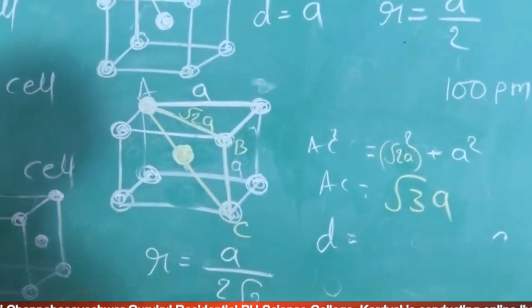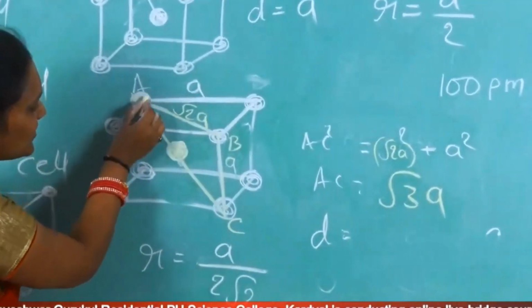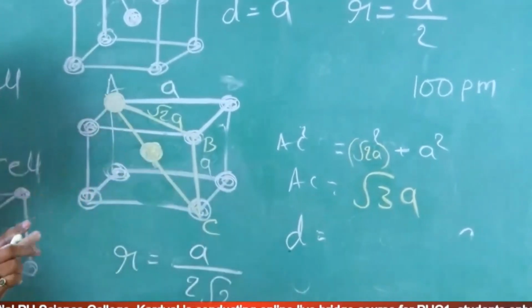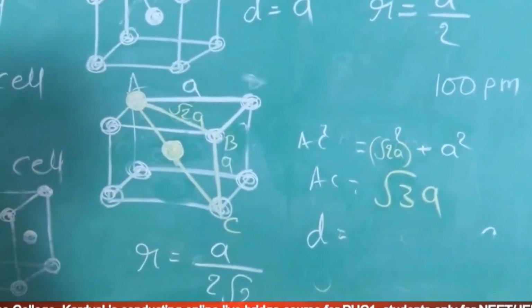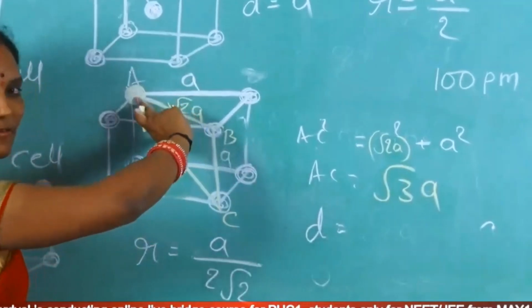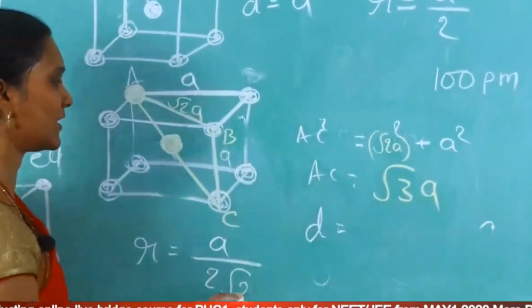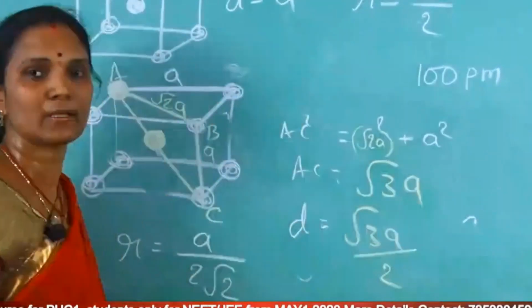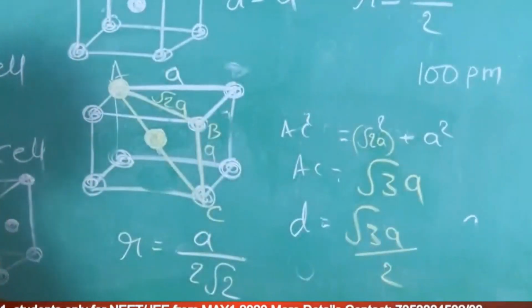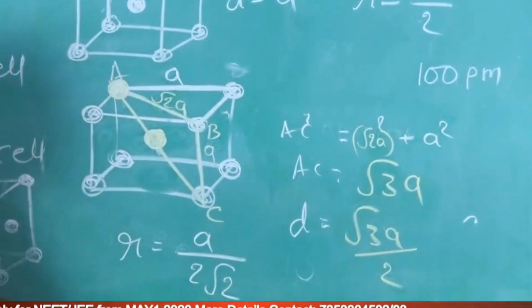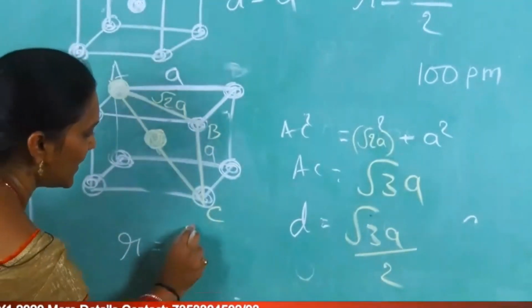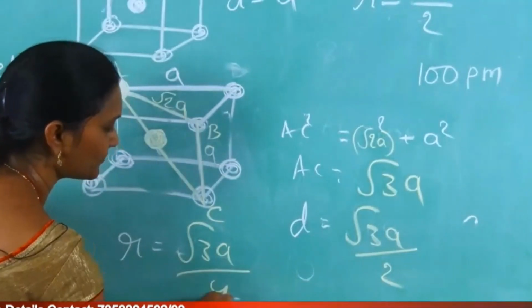What do we need here? Just the distance between nearest neighbors. What are the nearest neighbors here? This corner and this body center are nearest neighbors. The distance between these two is half of the body diagonal. Then what is the formula? Root 3A by 2 is the distance between the nearest neighbors in BCC. Now what is the radius formula? Half of this distance is the radius: root 3A by 4.